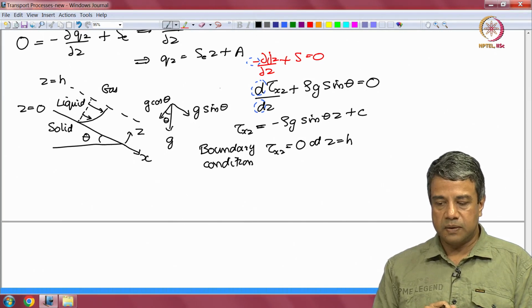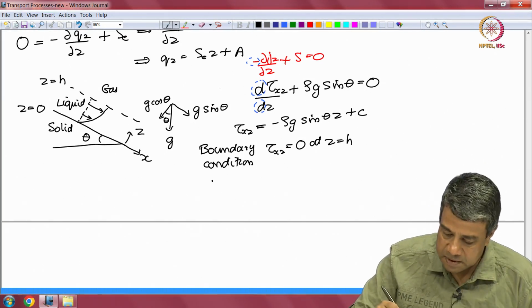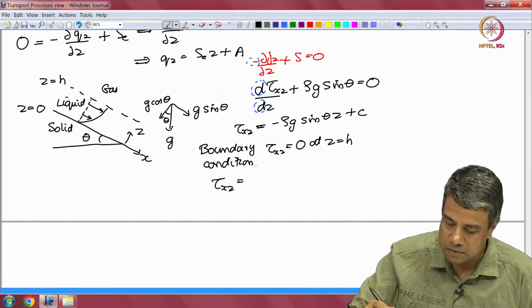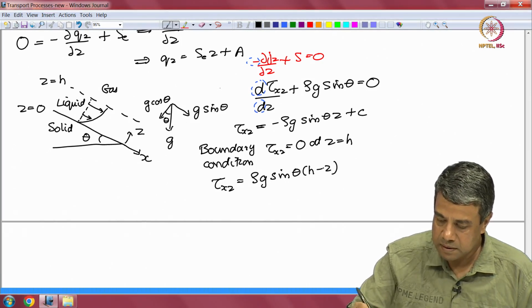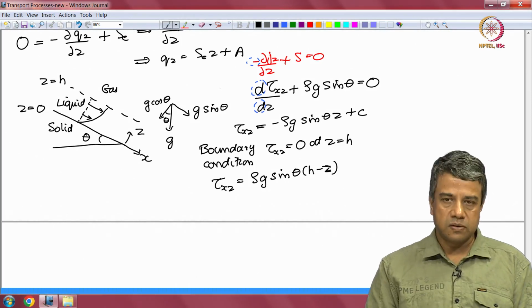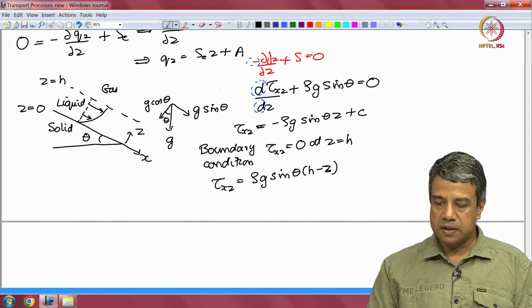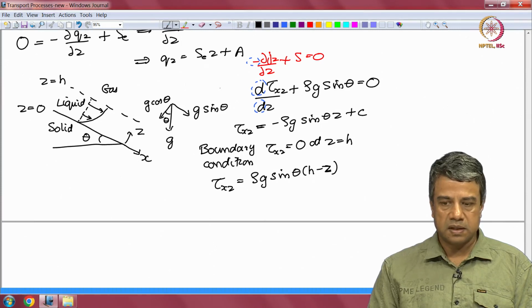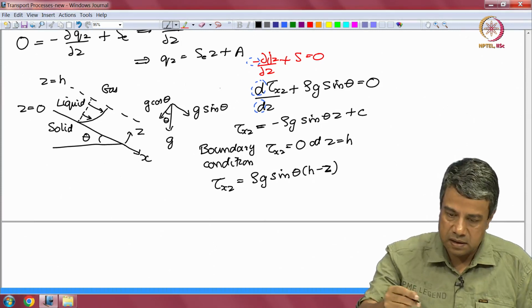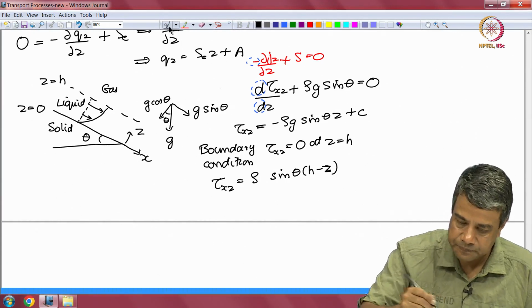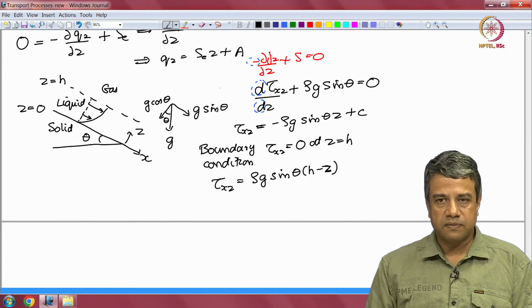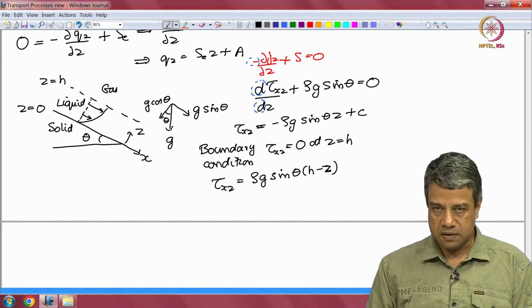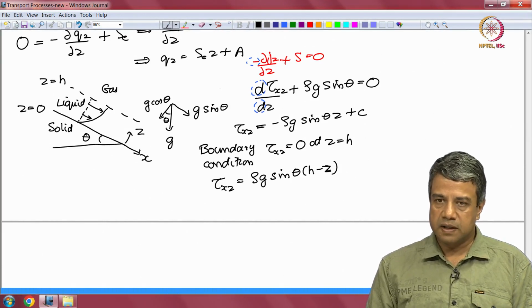So, therefore, we can impose this boundary condition and get an expression for the shear stress as tau x z is equal to rho g sin theta into h minus z. The constant is rho g h sin theta, so that the stress is equal to 0 at z is equal to h. Note that in this case I am first finding out the flux, because the source is a constant. How do I find the velocity?